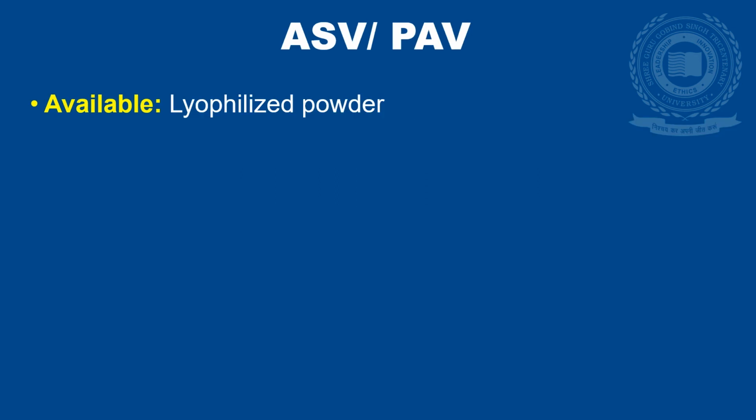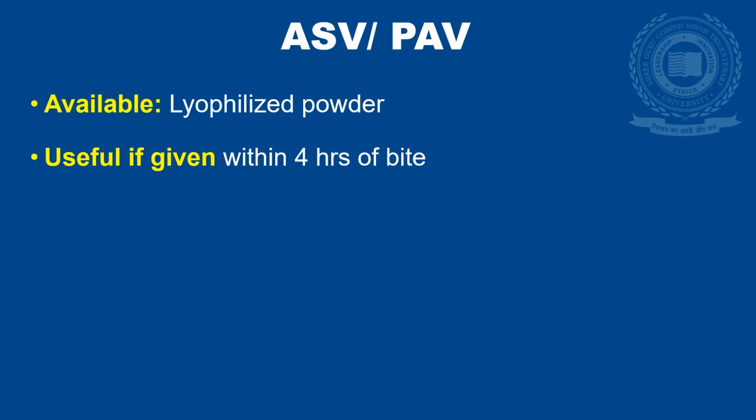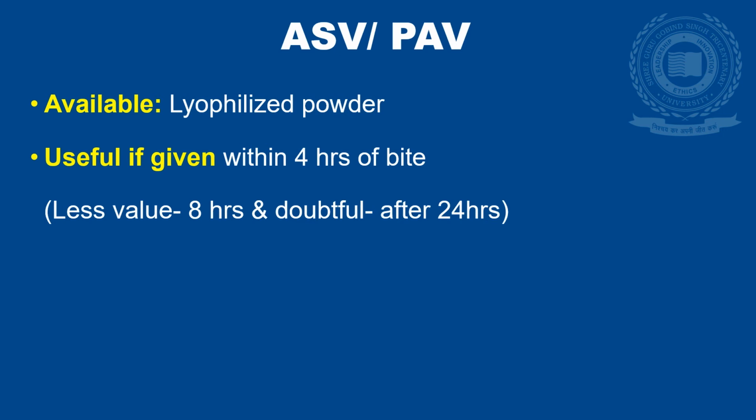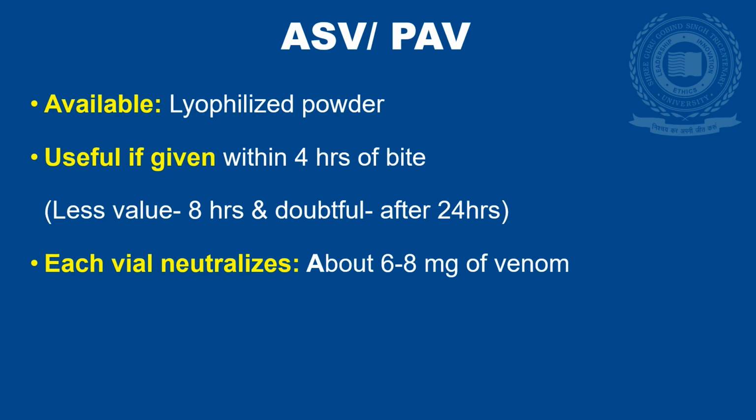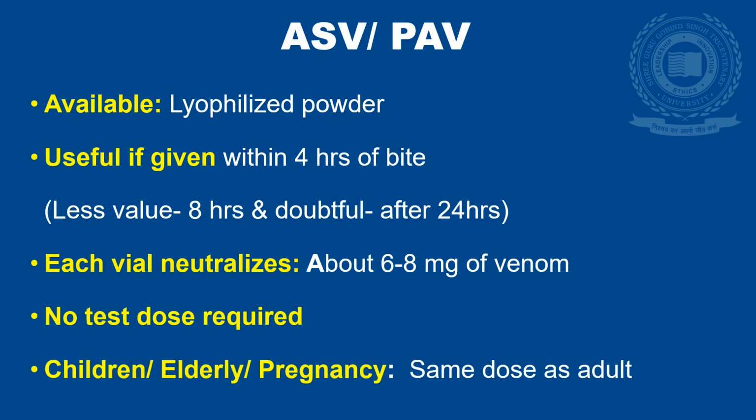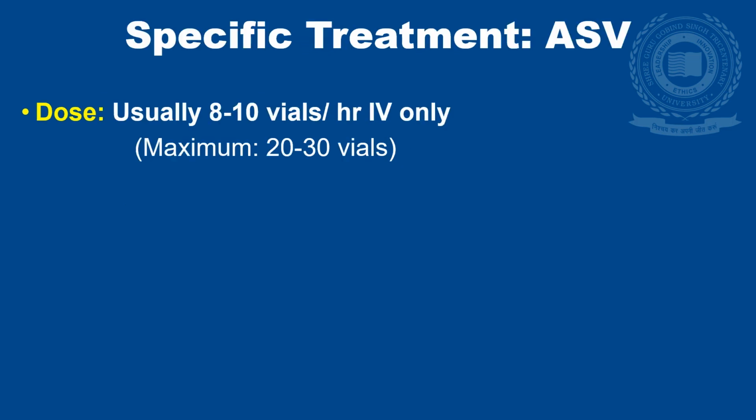This ASV is available in the market as lyophilized powder. It is useful if given within 4 hours of the bite, of less value if given within 8 hours, and of doubtful value if given after 24 hours. Each vial neutralizes about 6 to 8 mg of the venom. No test dose is required. Children, elderly and pregnant patients have to be given the same dose as adults. The anti-snake venom dose is usually 8 to 10 vials per hour, intravenous only. Maximum is 20 to 30 vials.